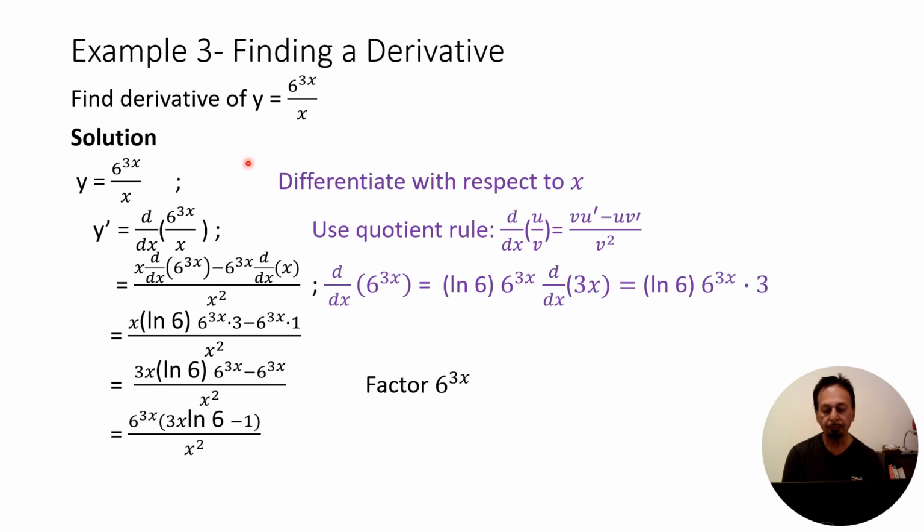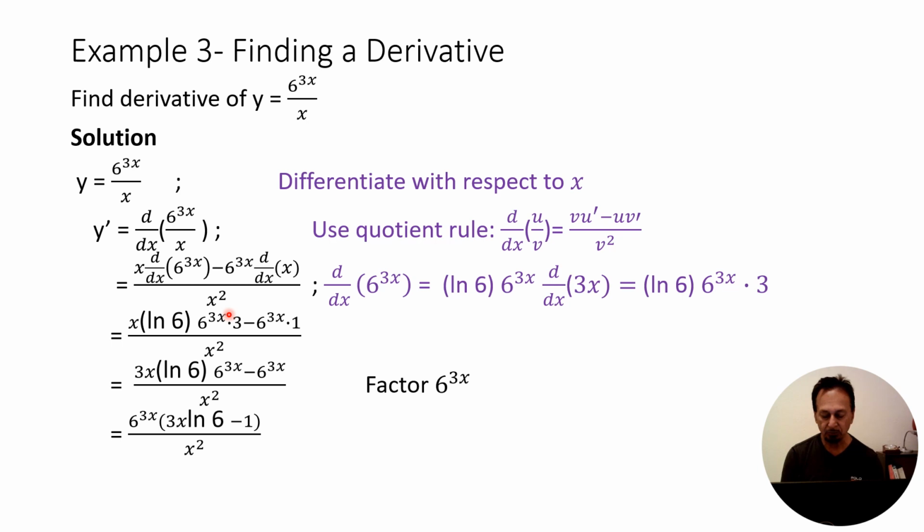Example 3, we're going to find the derivative of y is equal to 6 to the 3x over x. Now y is equal to 6 to the 3x over x, which is a quotient. So x is an algebraic function, and 6 to the 3x is an exponential function. So we differentiate with respect to x. So y becomes y prime, and we can write d over dx of 6 to the 3x over x. Now we apply the quotient rule.